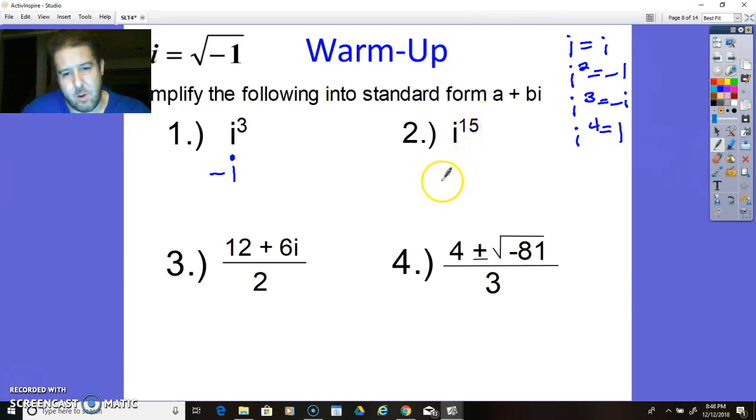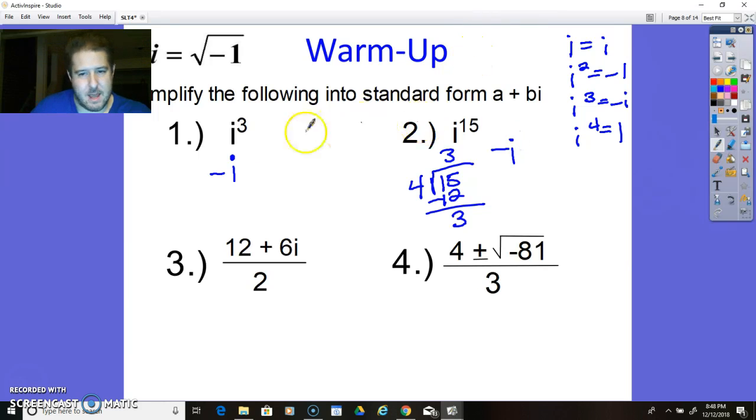i to the 15th. Since it's base 4, which means the rotation keeps repeating every 4 times, all you got to do is divide it by 4 and find out what the remainder is. So 4 goes into 15 3 times, which is going to be 12, and 15 minus 12 is 3. So that basically tells you that you're going to go around this rotation 3 times, and the fact that your remainder is 3 means that this is equivalent to i to the third power. So this is also equal to negative i. They both equal the exact same thing.